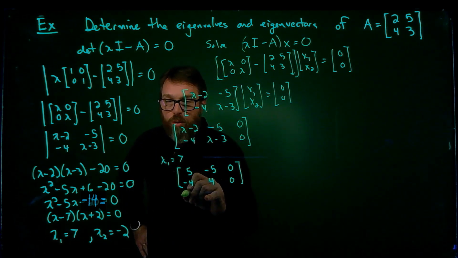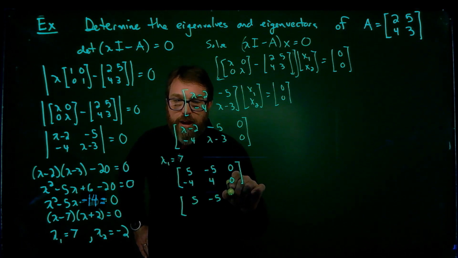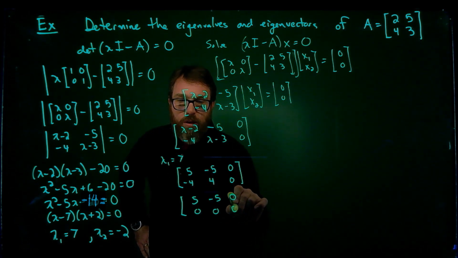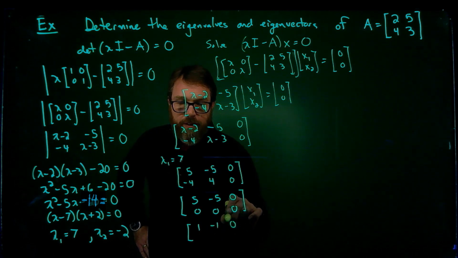So when you row reduce this thing, you're just going to get this 5, minus 5, 0, and then 0, 0, 0. And if you want to simplify it more, you can divide the top row by 5.